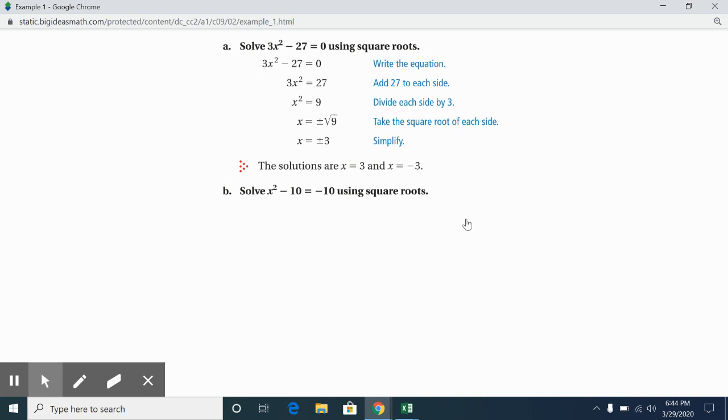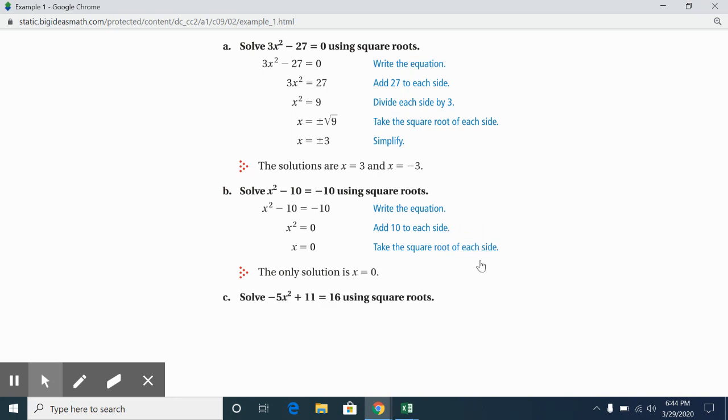So here's another example. If we want to solve this equation, x squared minus 10 equals negative 10. Hopefully you're thinking right now that we're going to add 10 to the other side to isolate x squared. You're going to end up with x squared equals 0. And again, we just talked about this. If we take the square root of 0, there's only one solution. There's no such thing as negative 0.